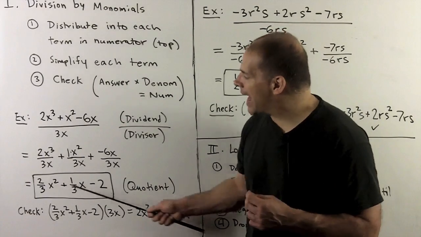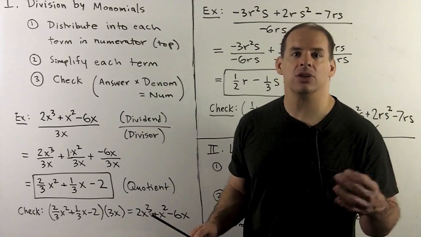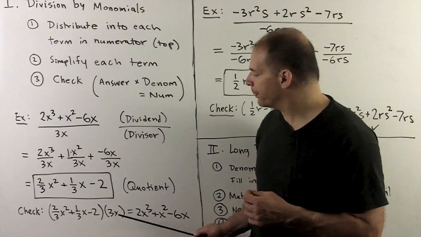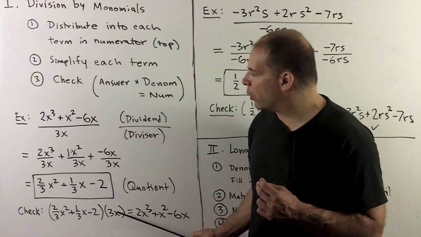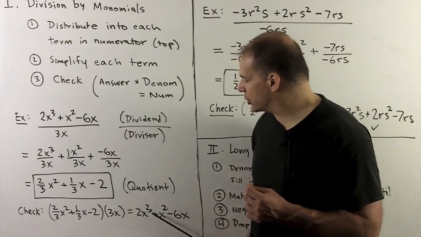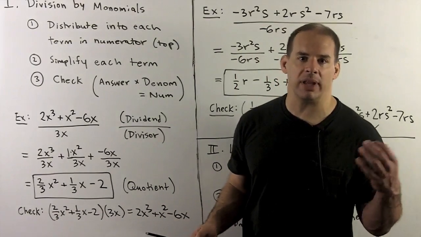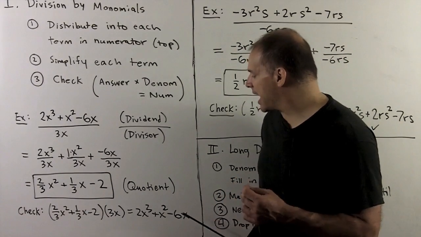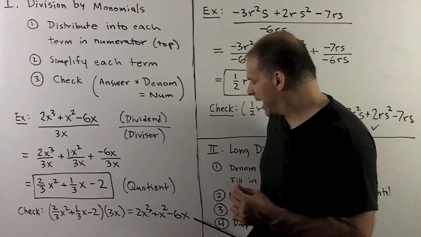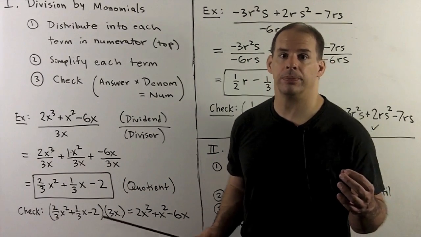So we'll multiply this expression by 3x, so I distribute the 3x to each term. 2/3 x squared times 3x. The 3's go away, leaving me with 2x cubed. 3x times a third x, the 3's go away, leaving me with an x squared. 3x times a minus 2 gives me a minus 6x. And we see that what's coming out agrees with our numerator, so that checks my work.